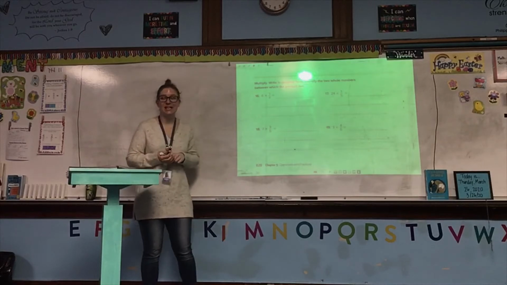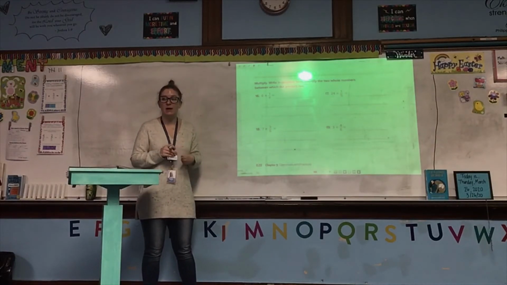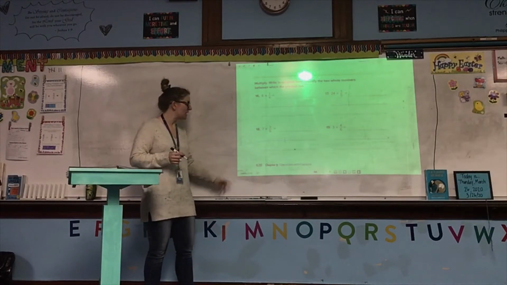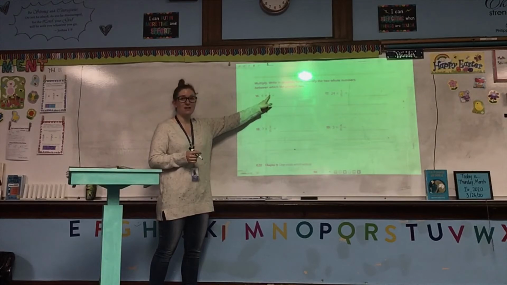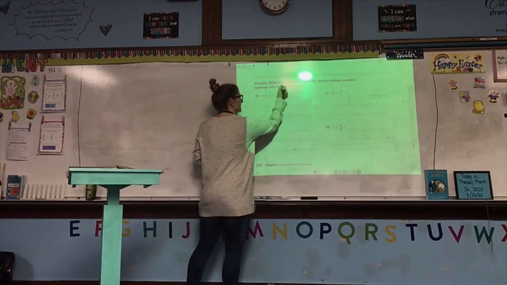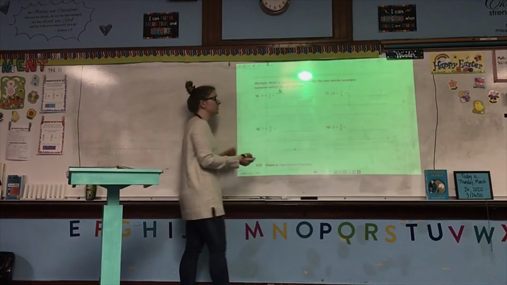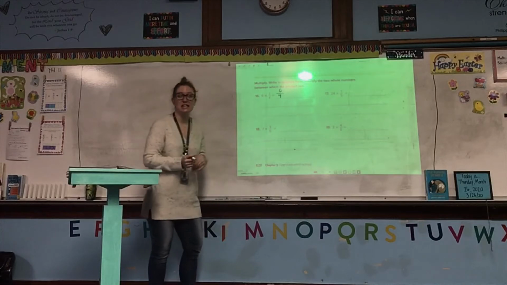So number 16 is 6 times 1/4. So remember, step 1 when we're multiplying a whole number by a fraction is we multiply the whole number, which is 6, by the numerator, which is 1. 6 times 1 is 6, so that is our new numerator. Our denominator stays the same, so we have 6/4.